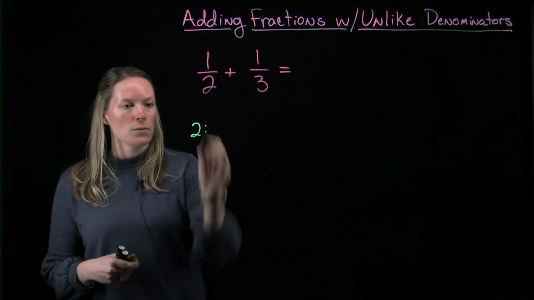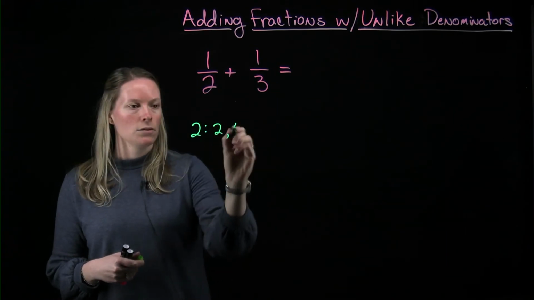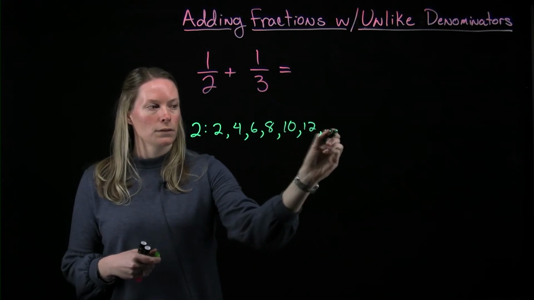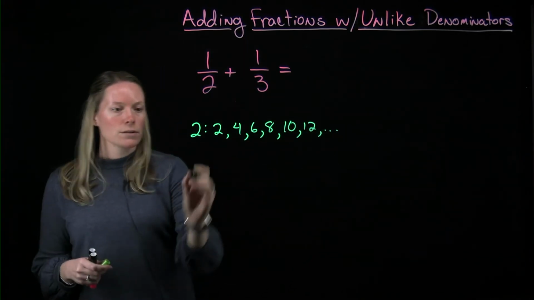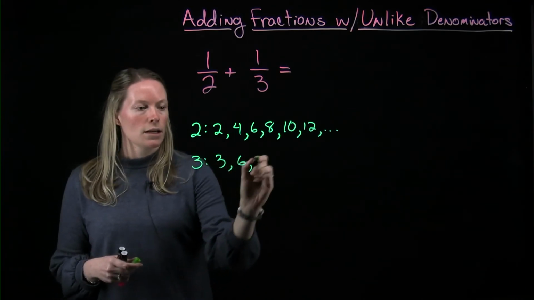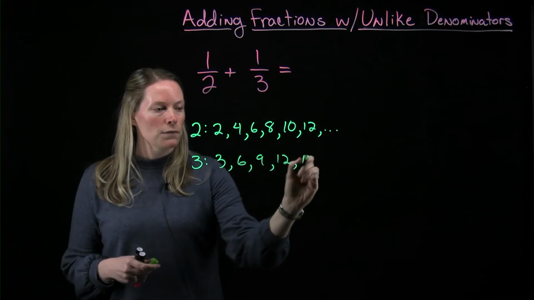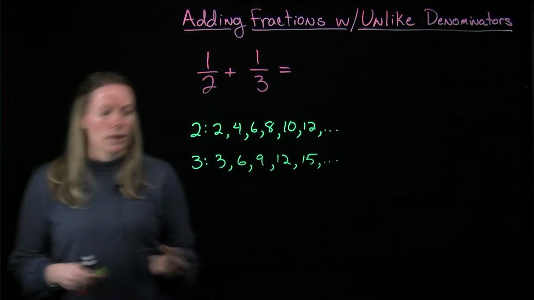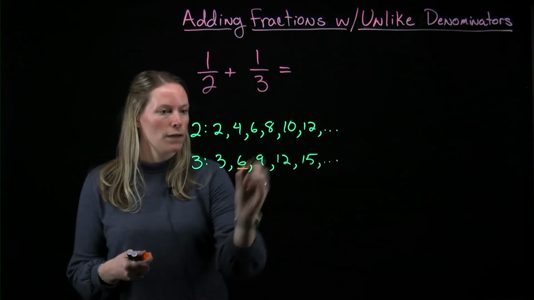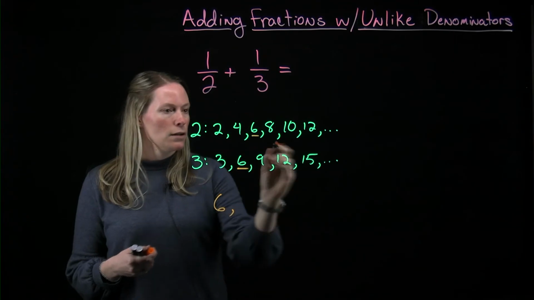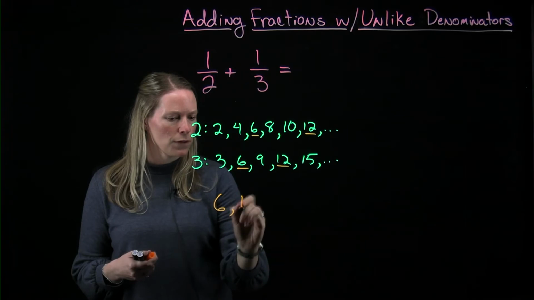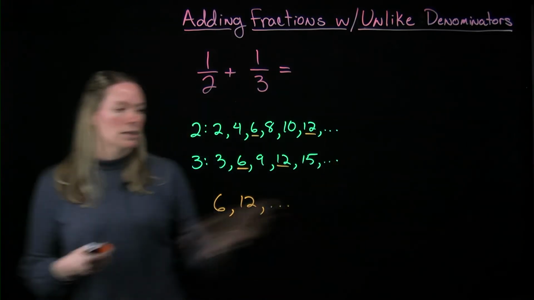So if we think about the multiples of 2, we can think 2, 4, 6, 8, 10, 12. We can keep going there. We can also think about the multiples of 3. So the multiples of 3 would be 3, 6, 9, 12, 15, and so on. Now you'll notice that we have some multiples in common. So we have a 6 in common. We also notice that we have a 12 in common with our values as well. And this would continue as our list continues.